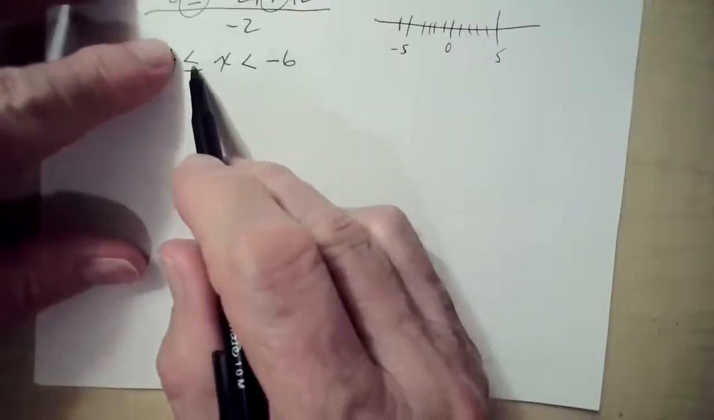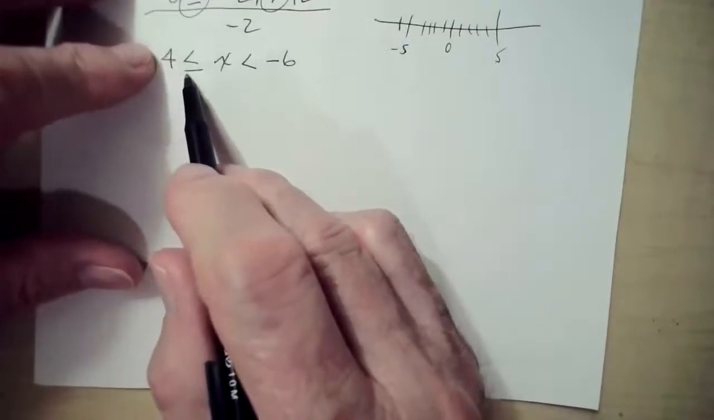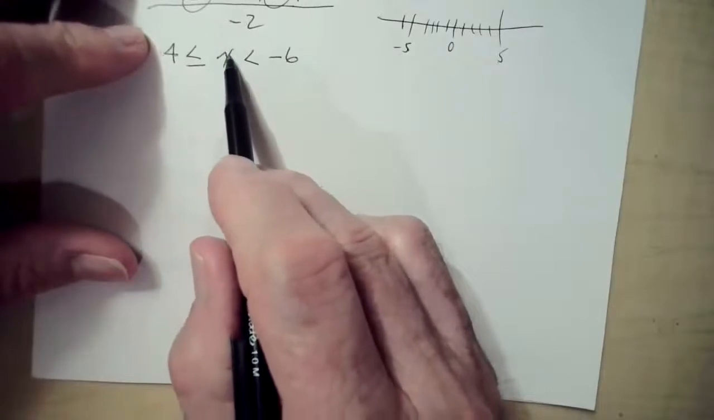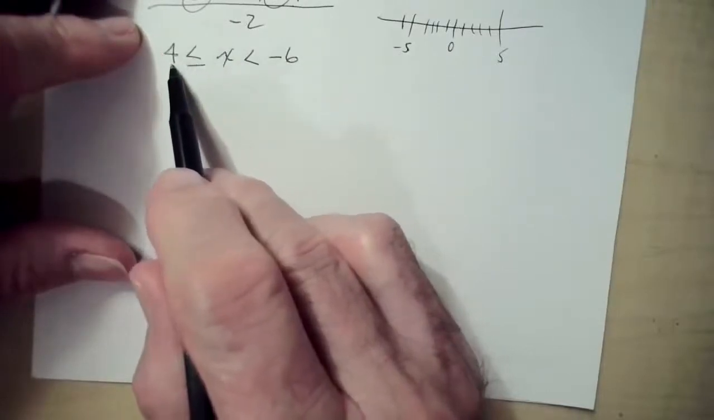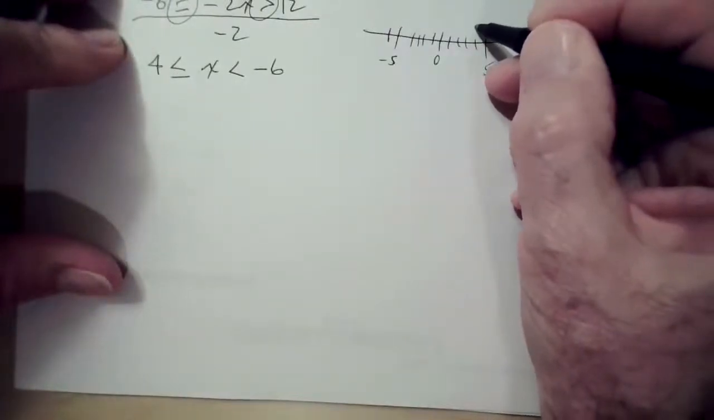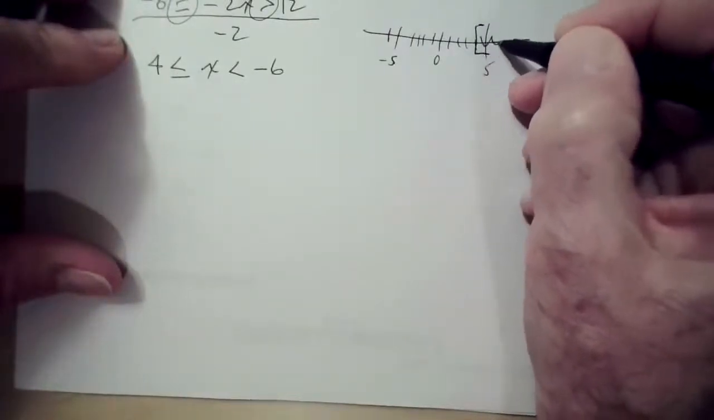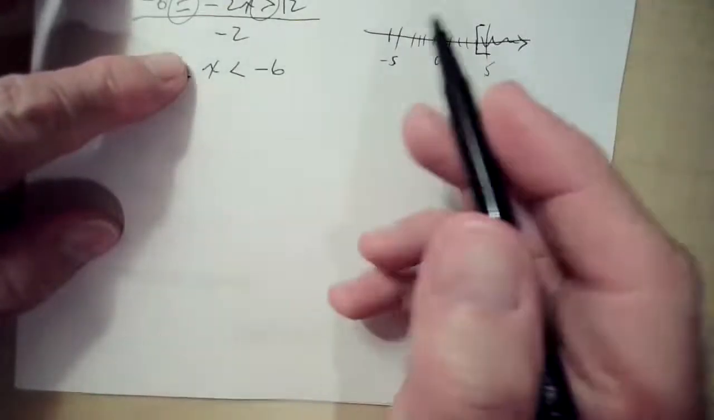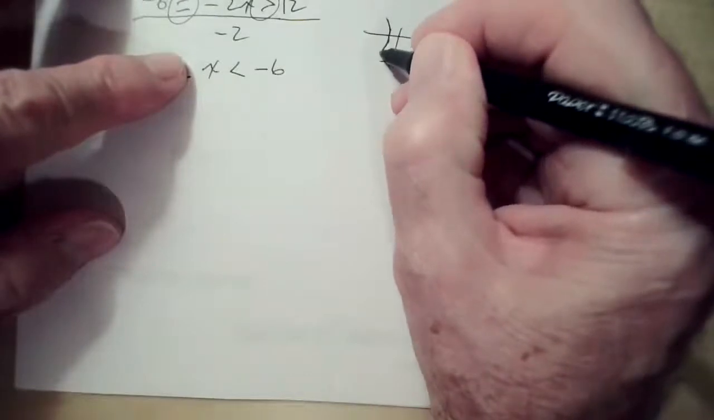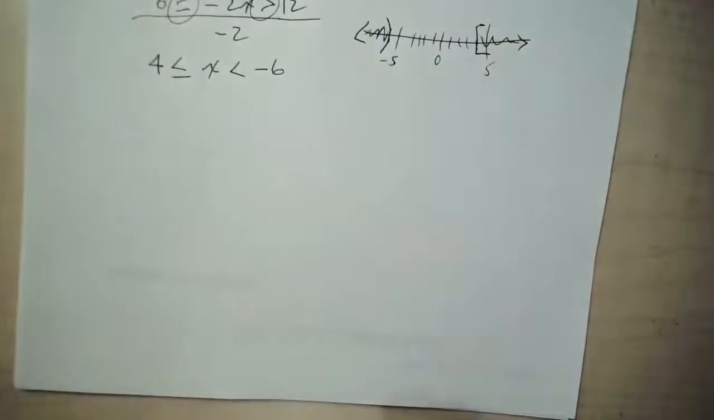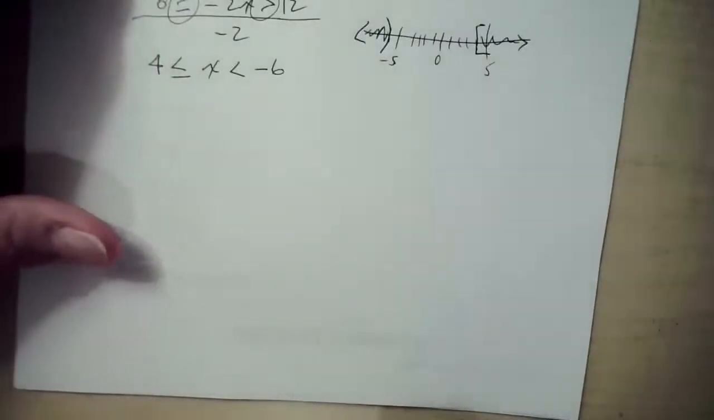from the perspective of x. X is greater than 4. I'm sorry, greater than or equal to 4. Everybody got that? X is greater than or equal to 4. Okay, so x is greater than or equal to 4. It's that way. And x is less than -6.